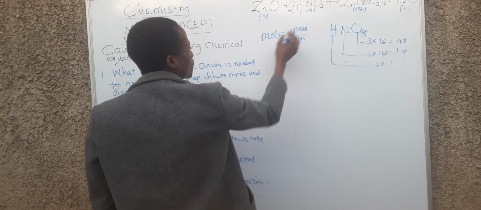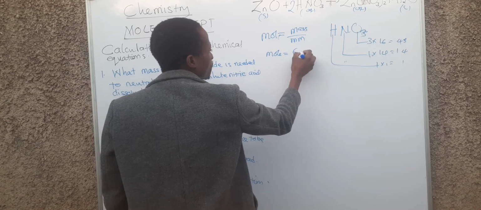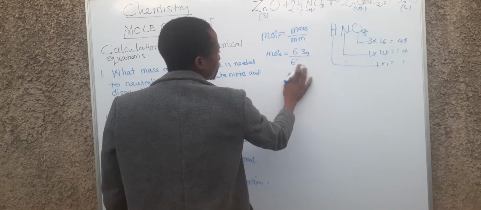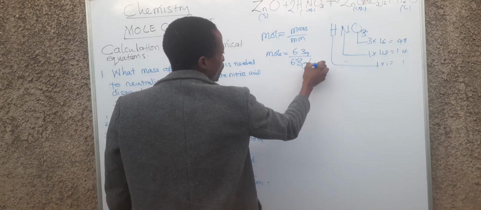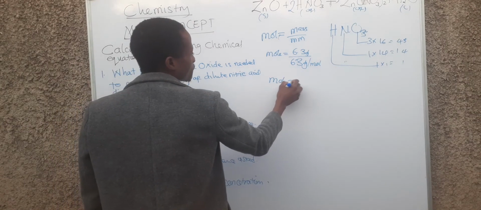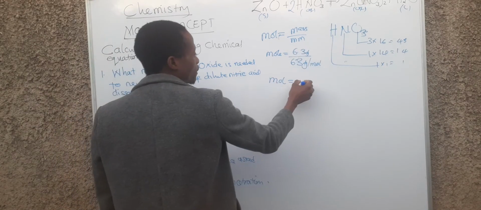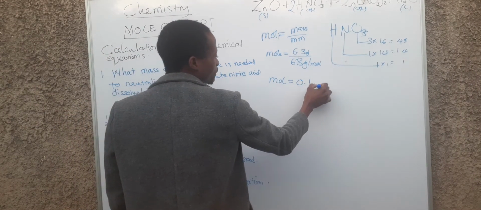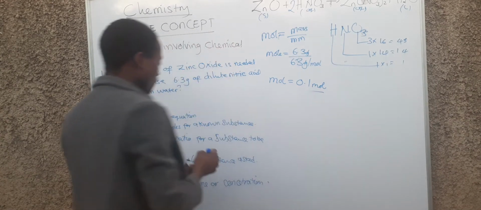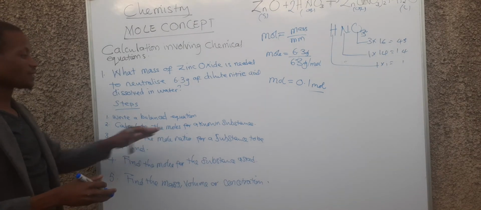we will get 63. So mole is equal to mass, which is 6.3 grams over 63 grams per mole. Okay, so grams goes. We have mole is equal to 6.3 divided by 63. On your calculator will give you 0.1 mole of nitric acid. We are done with step 2. We have calculated the number of moles for the known substance.